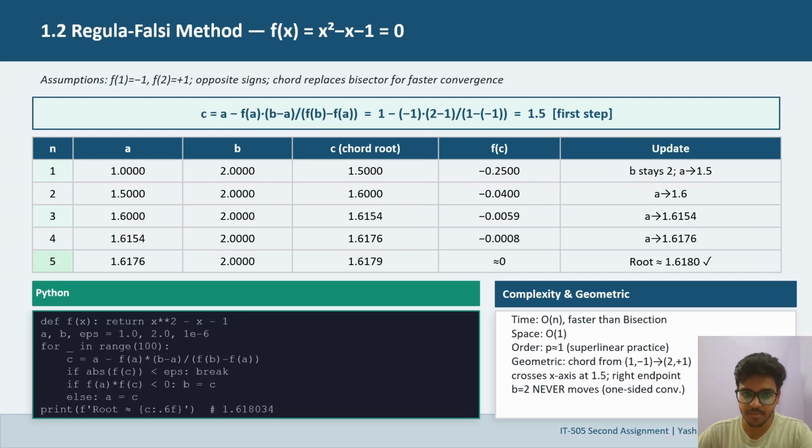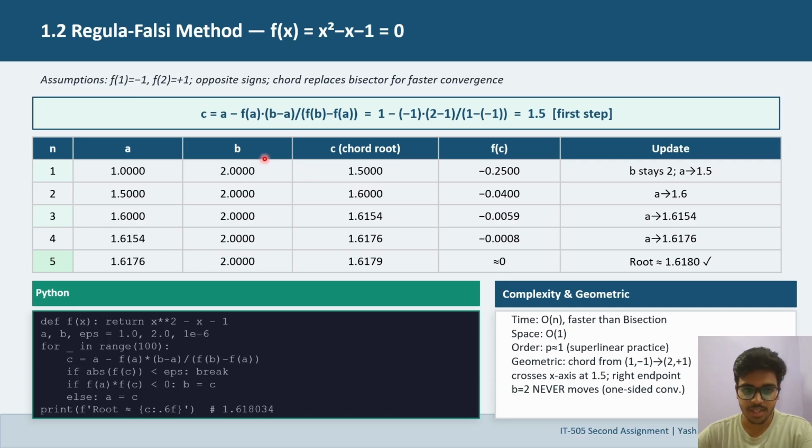Regula-Falsi method. Assumptions: same sign conditions, f(1) negative, f(2) positive, and f is not too flat near the root. The formula is c = a − f(a)(b − a)/(f(b) − f(a)). This is the x coordinate where the straight chord from (a, f(a)) to (b, f(b)) crosses the x-axis.